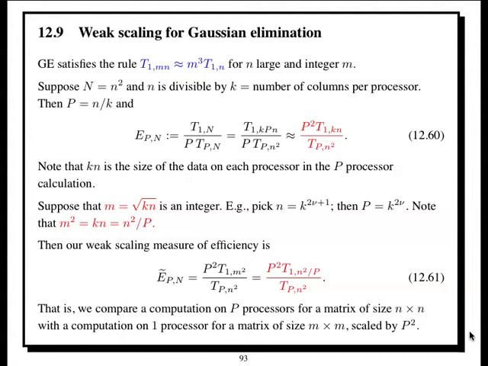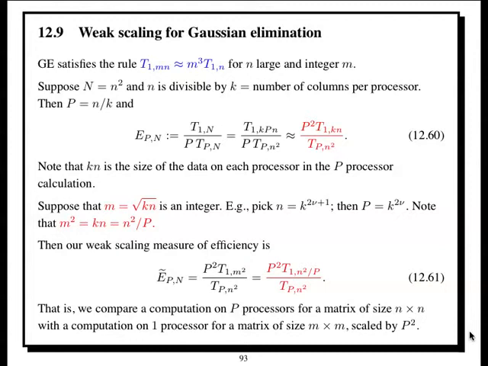Okay, since we're a little bit behind, I'll just let you look at this on the web page. What you find out here is this is the weak scaling rule for Gauss elimination. So it's going to say that what I need to look at is the sequential time for a problem that has one pth the information. That sort of makes sense.